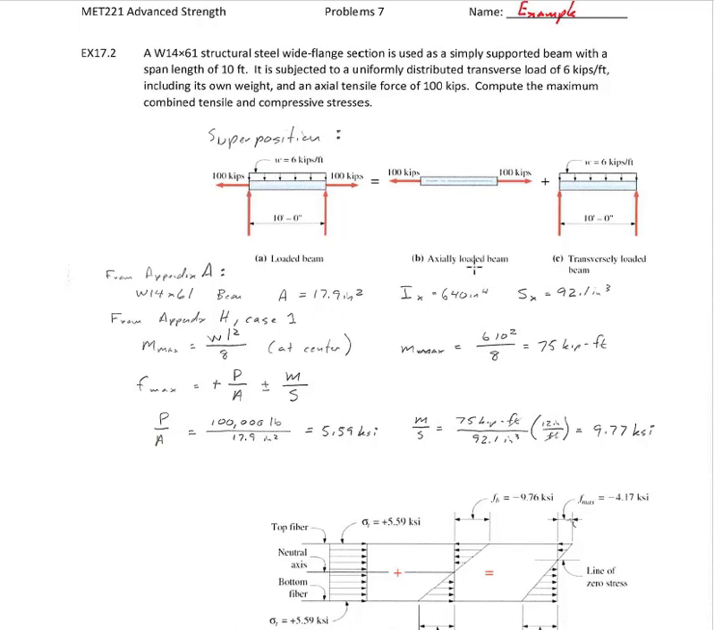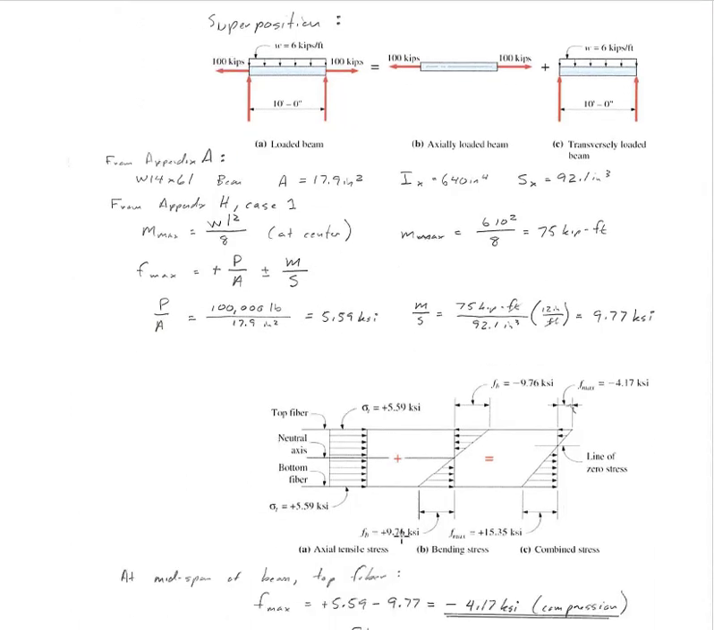The moment of inertia in the x direction is 640 inches to the fourth, and the section modulus in the x direction is 92.1. The max moment's going to be at the middle. I calculated that as 75 kip-feet, and then our f max equals plus P over A plus or minus M over S, and here we have our equations and our solutions.